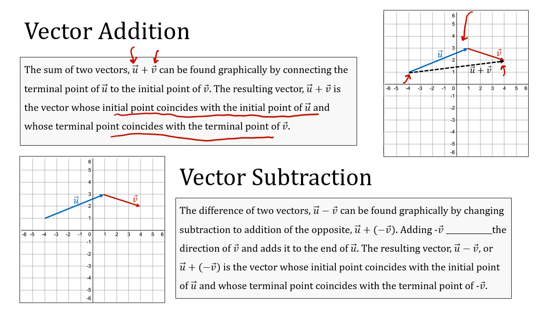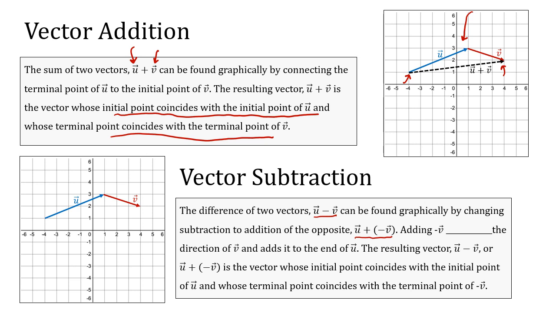All right. So vector subtraction, the difference of two vectors. We've got the same vector u, we have the same vector v, and we're connecting them the same way. Those can be found graphically by changing the subtraction to addition of the opposite. So instead of writing vector u minus vector v, we might think of it as simply addition of the opposite. Why that helps us is because we can then just use our vector addition properties. But what does negative vector v look like?